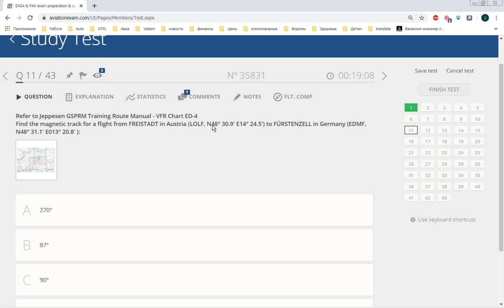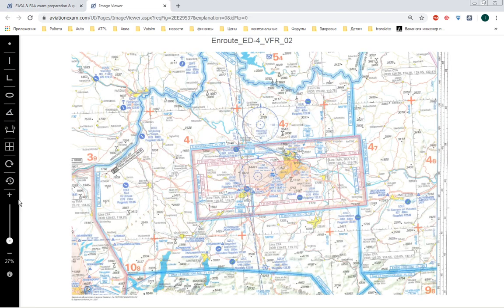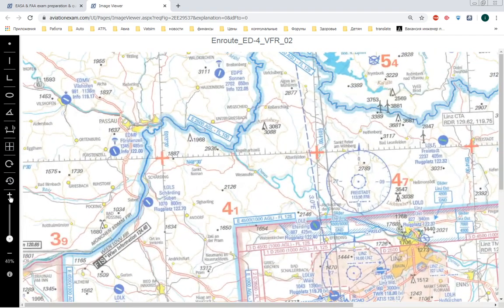First of all, we see the latitude. This is 48 degrees and 31 minutes. So let's look through the charts. First of all, it's a good idea to be familiar with that chart. That will be much faster to find those airfields during your FPL exam. But anyway, we see here two latitudes, and let's look to the first.